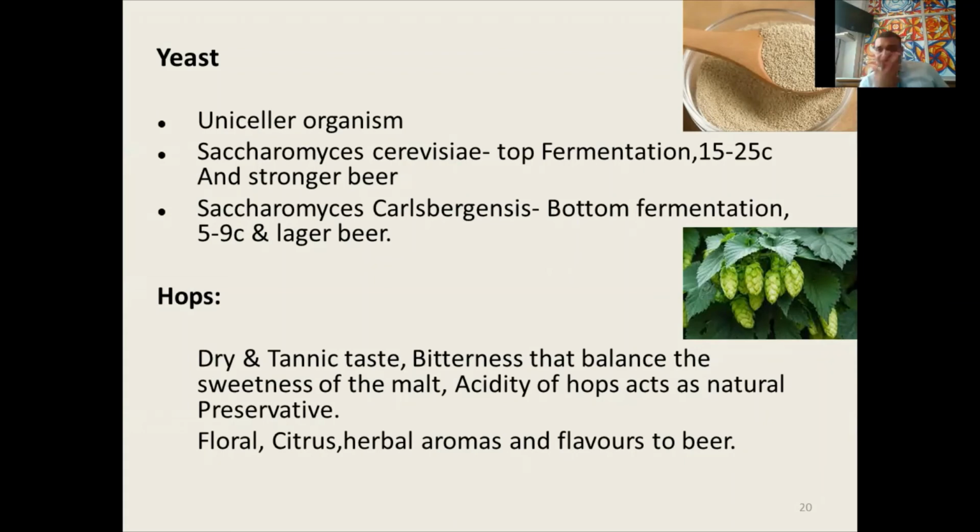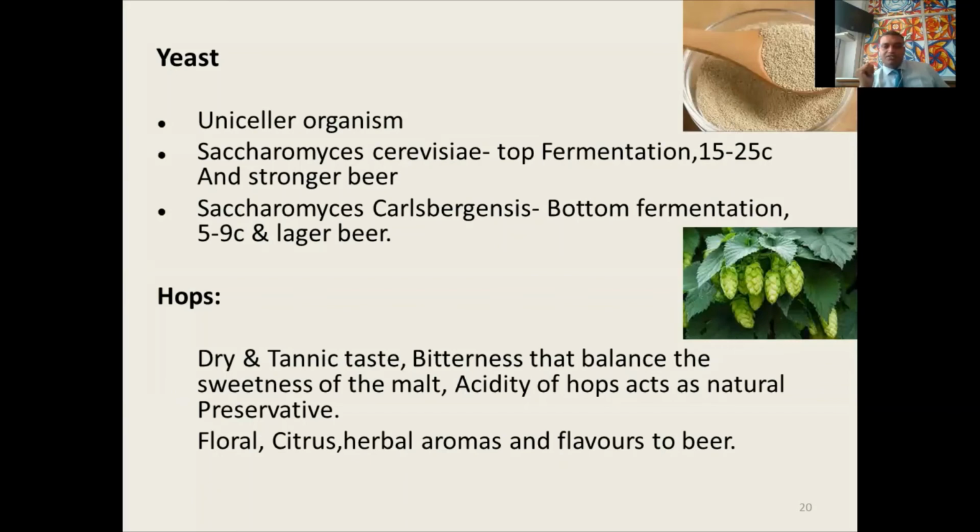With this yeast, the fermentation happens at the top. The tank should be maintained at a temperature of 15 to 25 degrees, and by this we get a stronger beer. I'm talking about Saccharomyces cerevisiae. Only at 15 to 25 degrees will this yeast be active. Otherwise, the yeast will not work and the fermentation will not happen. You get a stronger beer by this.